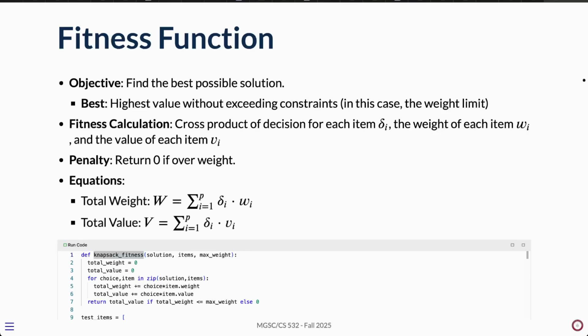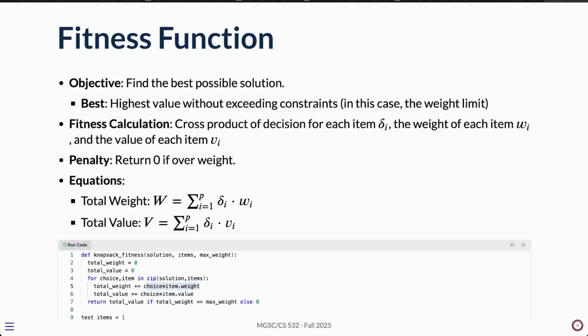So these are equations for the total weight and total value for the items in our knapsack. Looking at our code, we can see that this is implemented in that for each item position, if the solution chooses that item, so the choice equals 1, then we add its weight and its value to our totals. If the choice is 0, we add nothing because 0 times anything is 0, right?